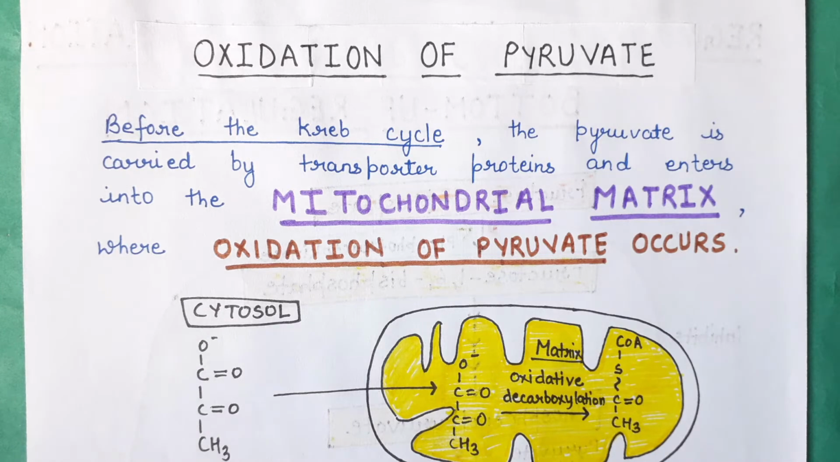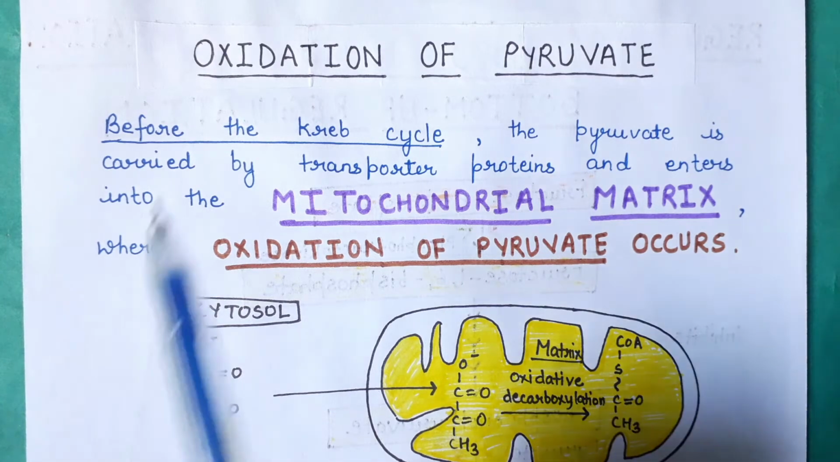Today we are going to discuss the oxidation of pyruvate. In our previous videos we discussed glycolysis, in which glucose gets broken down to give rise to two molecules of pyruvate. After that we discussed the fate of pyruvate, where if oxygen is present there are different cases, and if oxygen is absent there are different cases. Now in this video we will discuss the oxidation of pyruvate. If oxygen is present, what series of reactions take place after pyruvate? We will discuss that in this video.